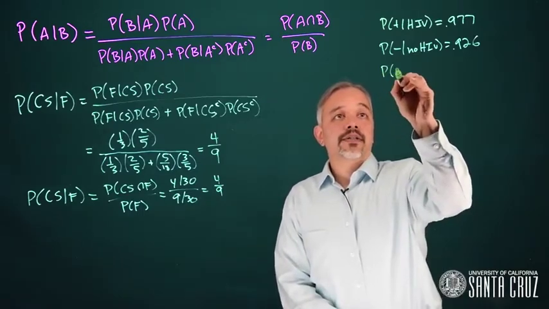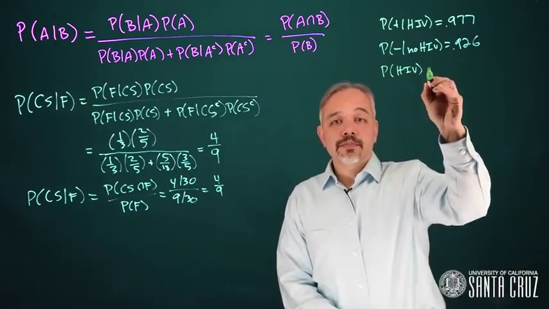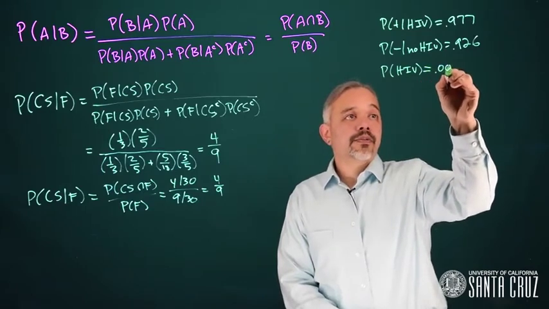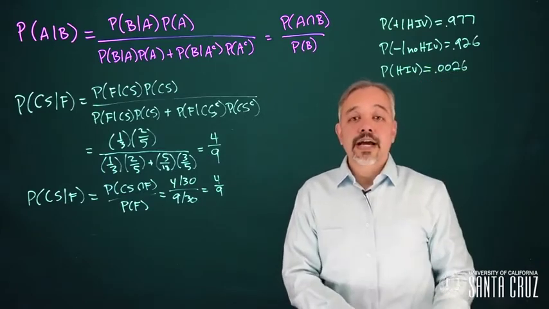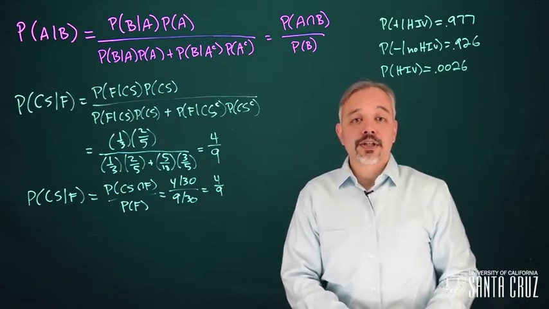At that point, a study found that among North Americans, the probability that a North American would have HIV was about 0.0026.